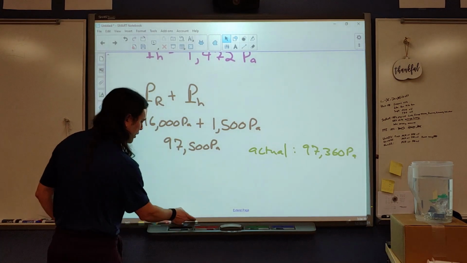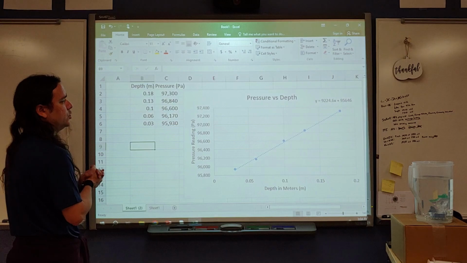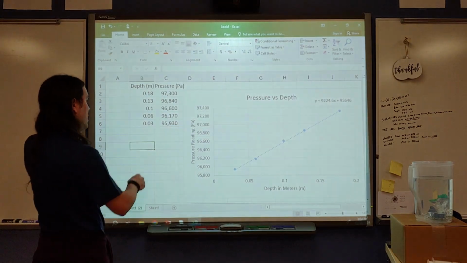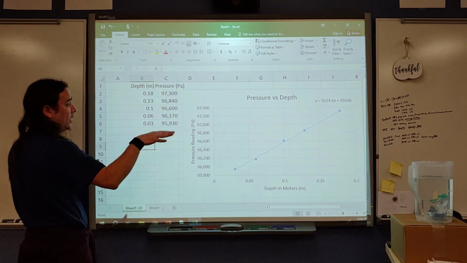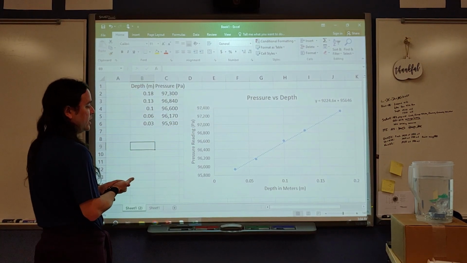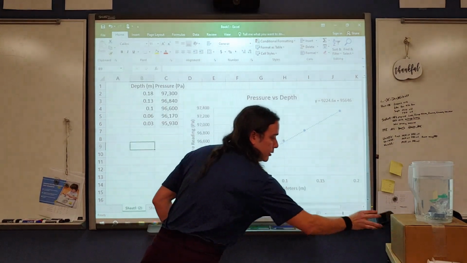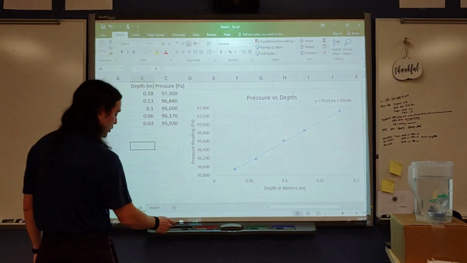There are a few things that I want to bring up. One, I'm going to go ahead and show you the end results of the lab that I did in preparation for this, testing out all of this equipment. I have my depth. I poured out some of the water, so I did this in reverse, and then took measurements with my actual barometer.